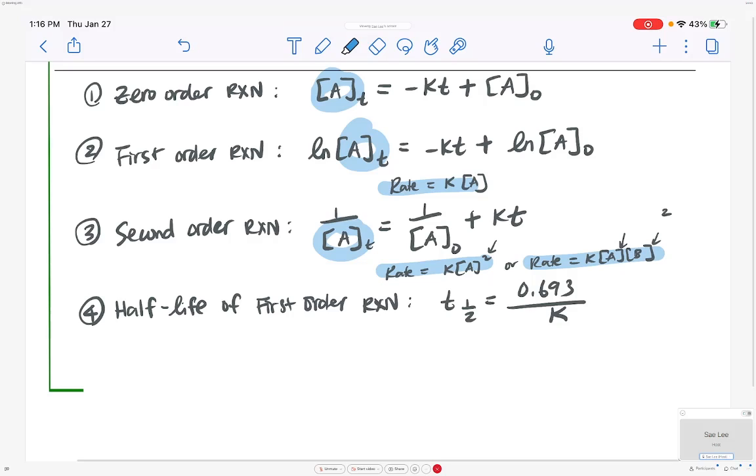So for a first order reaction, the time it takes for the concentration of the reactant to reach half of its initial concentration, as you can see, is independent of the initial concentration. There's no initial concentration involved in this equation. The time it takes is 0.693 divided by the rate constant k. That's it.